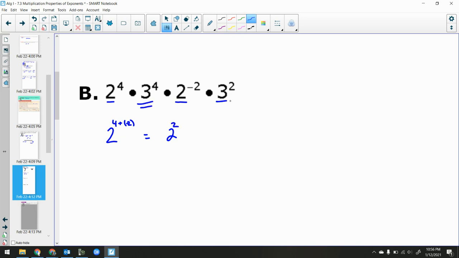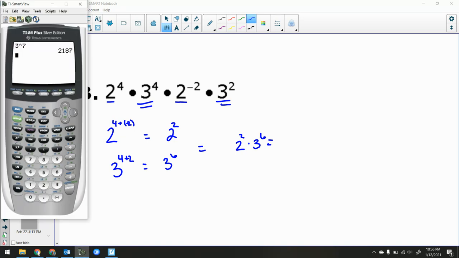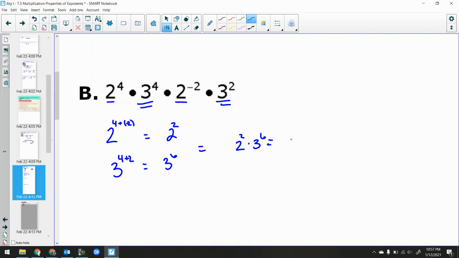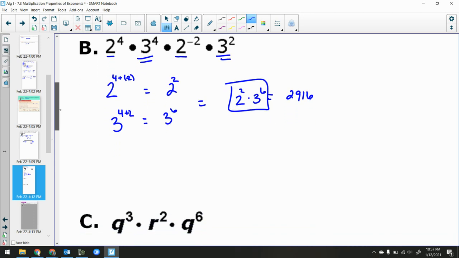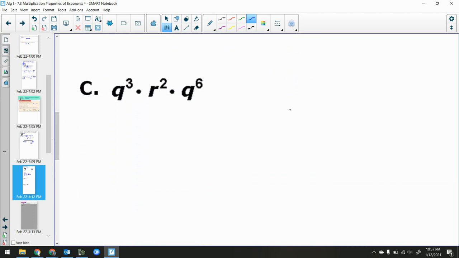And then here, that's going to be 3 to the total of 4 plus 2 power, or 3 to the 6th power. So my final answer, you could write it as 2 squared times 3 to the 6th, or if you wanted to, you could actually multiply it out. 2 squared is 4, so I'll write just 4 times 3 to the 6th. So a total of 2916. I'd be okay with this answer for right now, because I want to know what you can do in terms of the exponents. Now these are the questions that are more likely going to appear on a quiz and test.